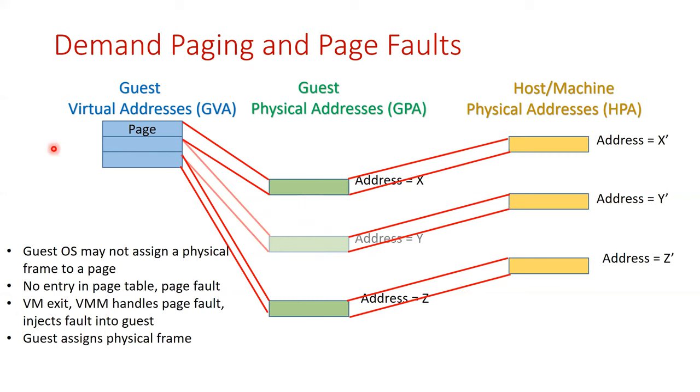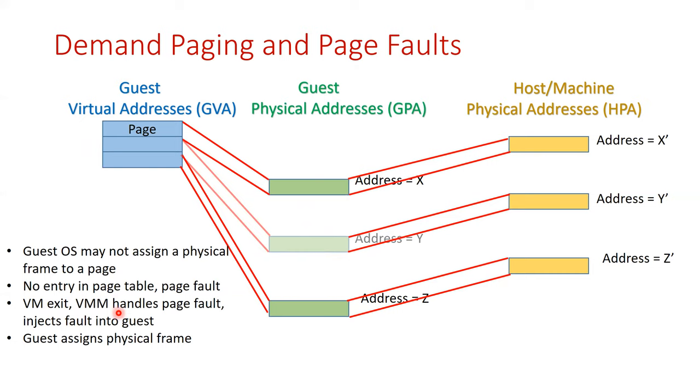Now, what happens when this page is accessed by the process? When the CPU accesses this address, the MMU tries to translate. The page table does not have a valid entry, and therefore this causes a page fault, and this traps to the operating system. In a normal operating system, it would trap to the regular OS. But in our case, since all traps go to the VMM, typically the VMM exits, and the VMM, not the guest OS, not the guest VM, but the VMM, the hypervisor, will get this page fault.